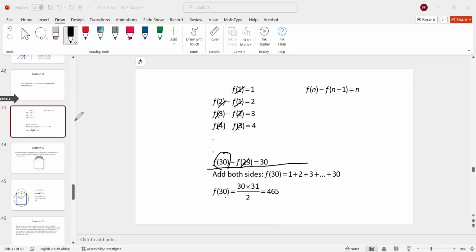All right, so that takes care of that problem. It's nice to see that there was another way of doing this. Let's get on to the next problem, which is question 19.